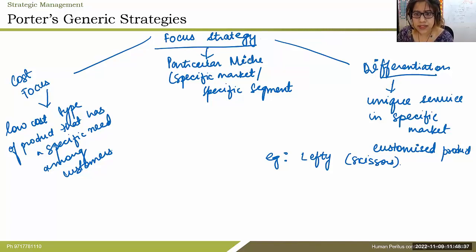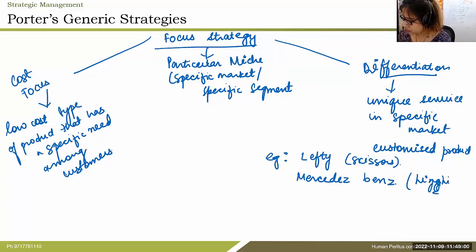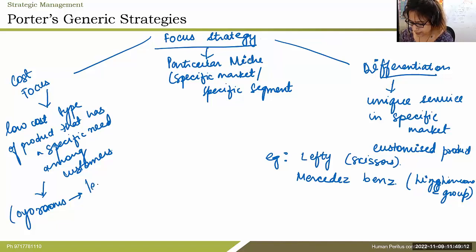differentiated, Mercedes-Benz. Everybody can't own a Mercedes-Benz. Mercedes-Benz is only segmenting the premium customers who have a high range of income. Example, Mercedes-Benz, high income group. Cost focus, here it is, like OYO Rooms. Less price, middle income.